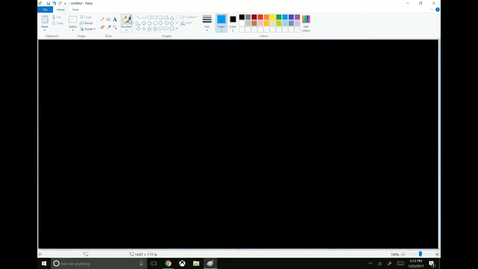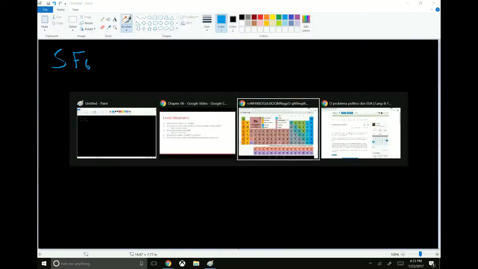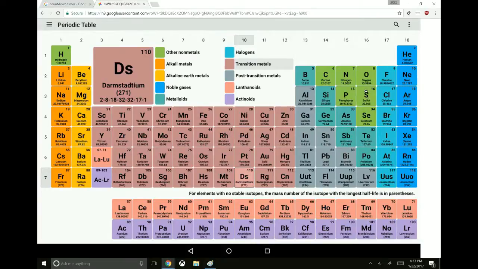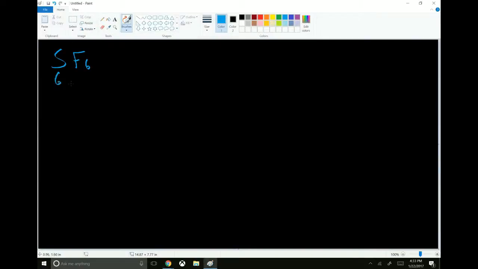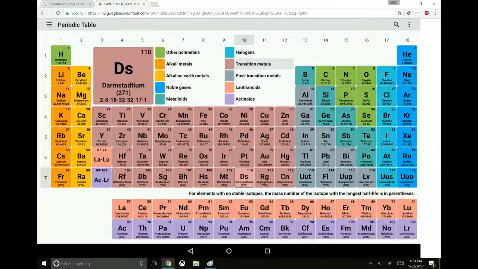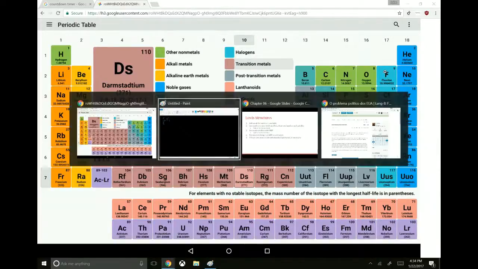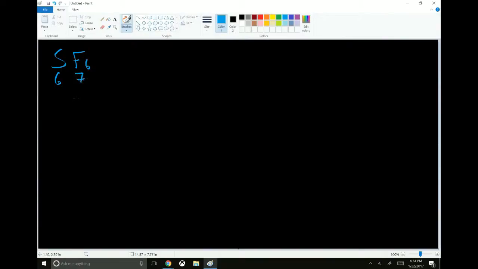But for now, let's go with a different example. Let's do a perennial favorite, sulfur hexafluoride. Okay. Sulfur, if you look at the periodic table, is directly under oxygen. It has 6 valence electrons. Fluorine is a halogen, which means it gives us 7 valence electrons. And there are 6 of the fluorines, so 42 plus 6 gives us a total of 48 electrons to play with here.